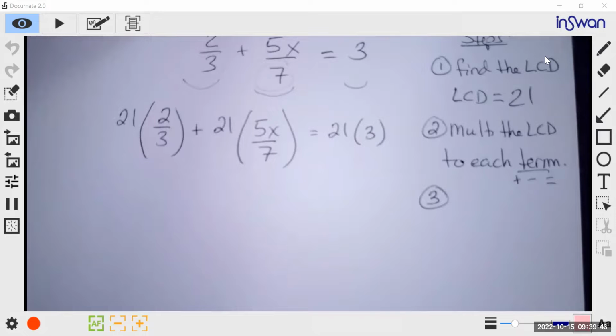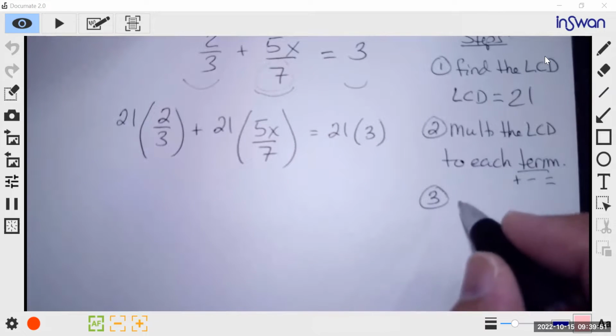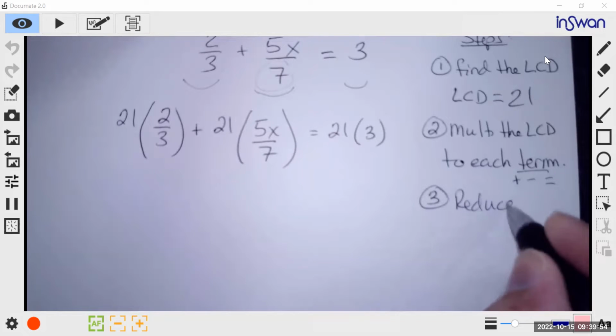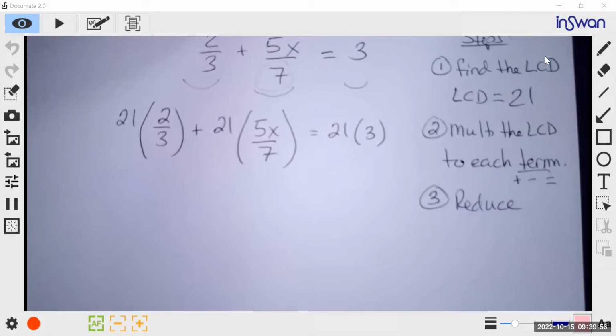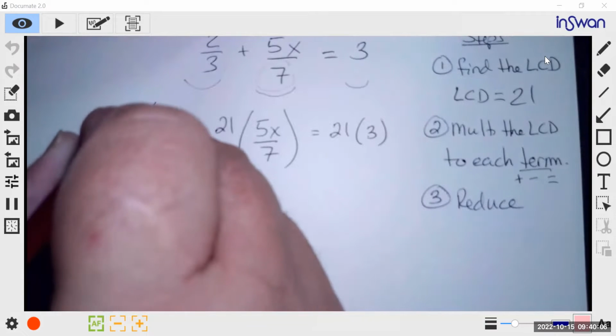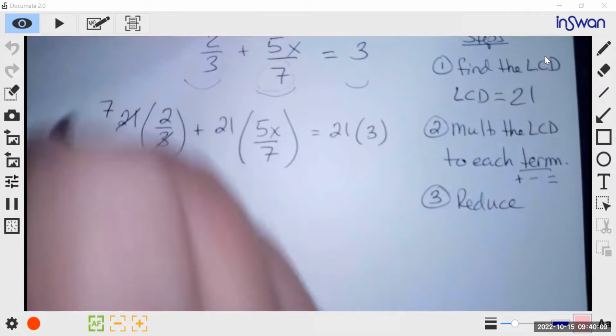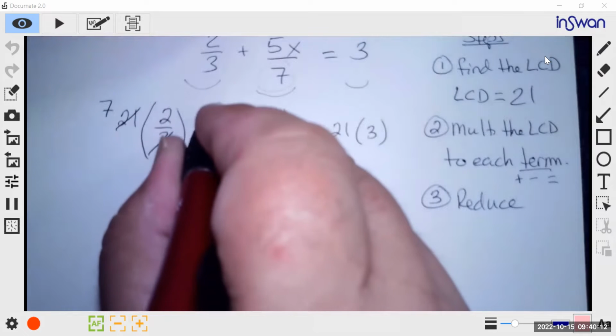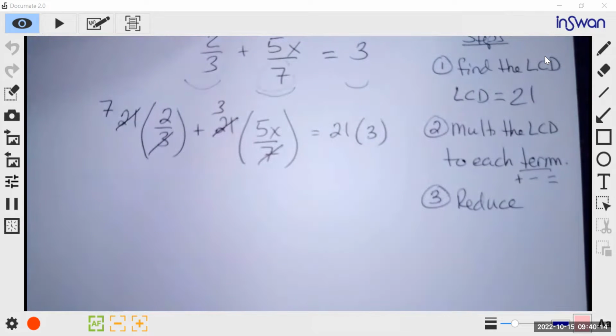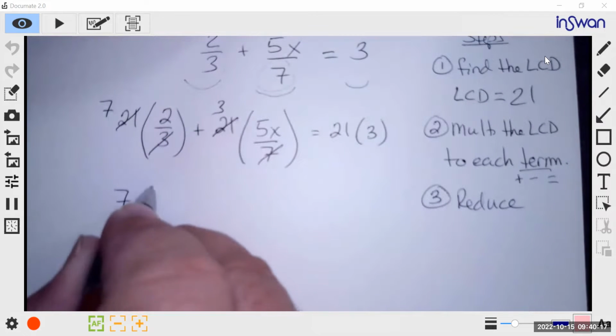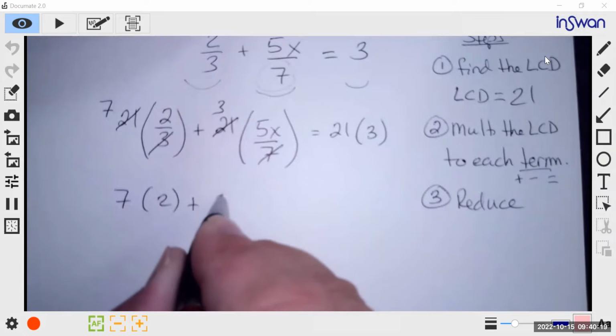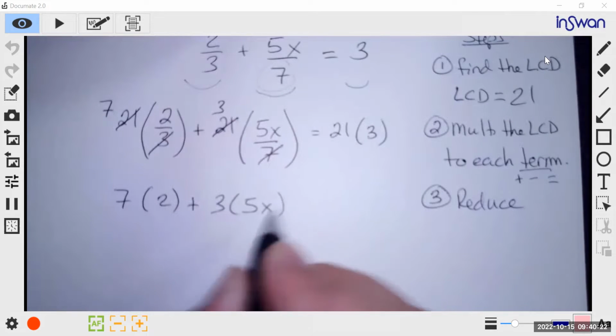Next step. Whenever you're multiplying fractions, never multiply straight across first. Always reduce. Cancel what you can first. So in the first fraction, can anything cancel? Yeah. 3 goes into 21 how many times? 7. 7 goes into 21, 3. And there's no fraction there. This is what we have left.